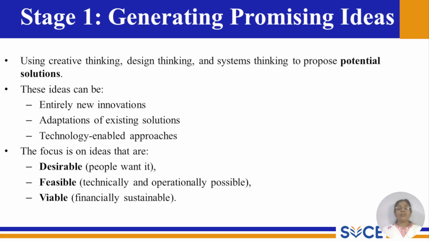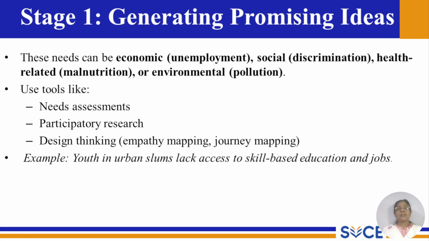So the focus is on ideas that are desirable. People should really want it, right? Feasible. It should also be feasible, possible, and it also should be viable, first financially sustainable. It should not be too expensive. So it has to satisfy all these conditions. The idea, it should be desirable, people should like it, people should want that, and also at the same time it should be we should be able to implement that, feasible, and it is also financially sustainable, viable. Okay, next one is the needs.